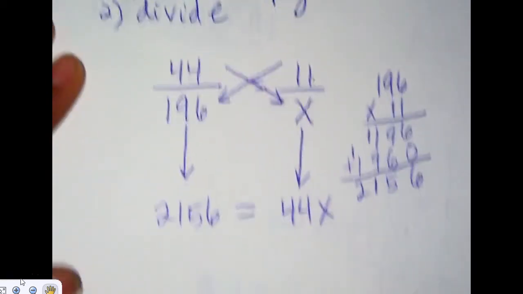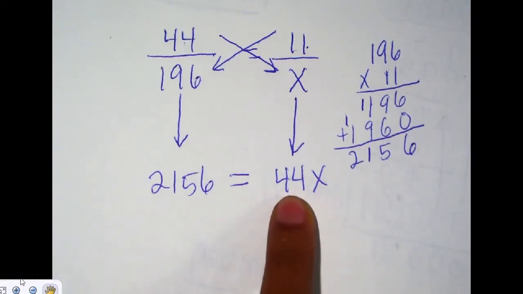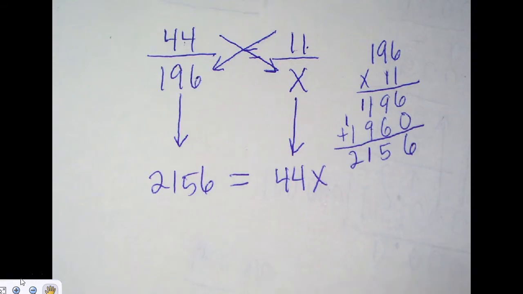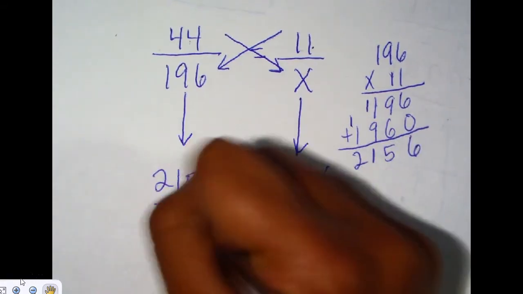So who are we going to divide by? Well, guess what? We're trying to figure out what x is, so we're going to divide by this coefficient or number that's in front of x. We're trying to figure out who he is. 44 times what gives us that 2,156. So we got to do division to both sides.